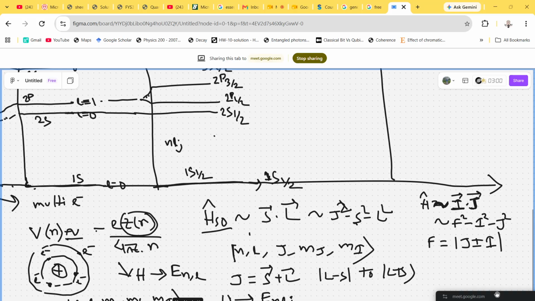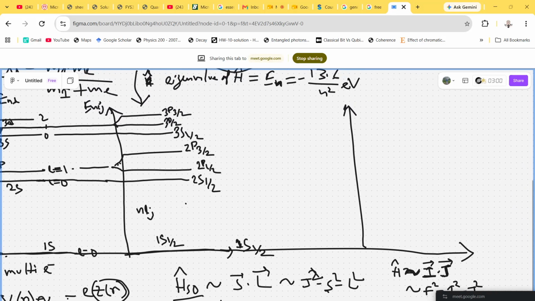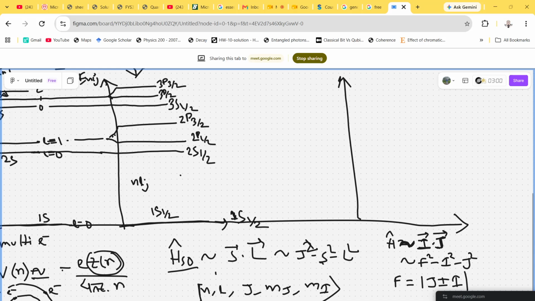So what will happen now, again I am telling, don't remember, I'm just telling the story. Derivation you will learn in the atomic course. Suppose your nucleus spin will be given. For every atom the nucleus spin is fixed, you don't have to derive it. Suppose for hydrogen it is half, so I equals half.